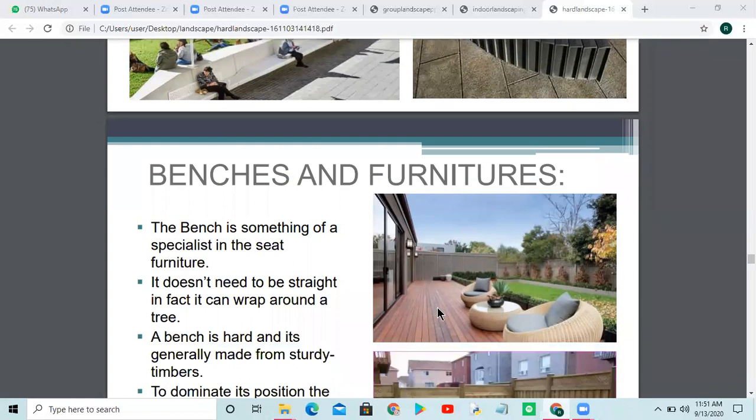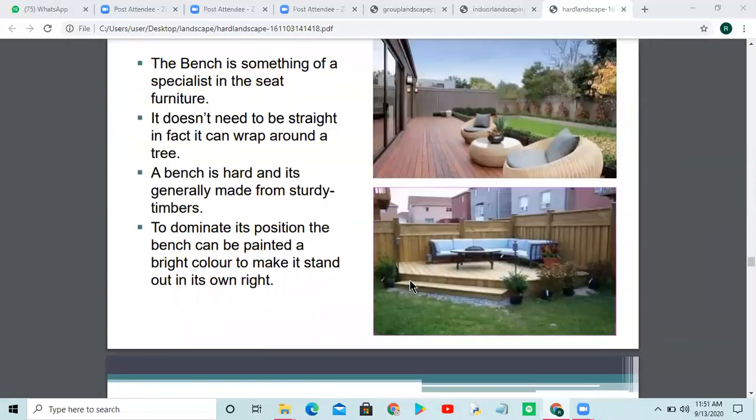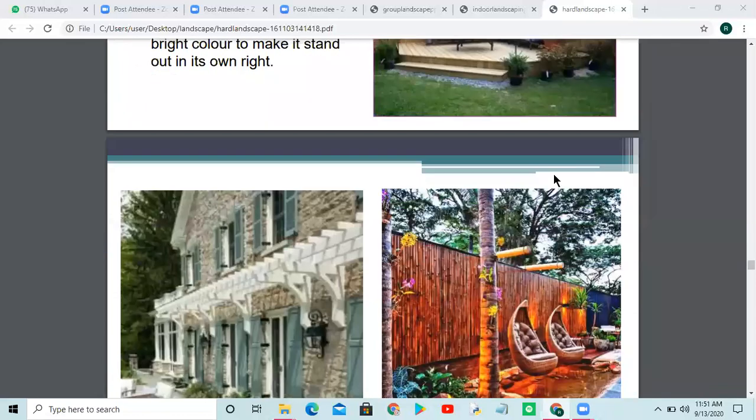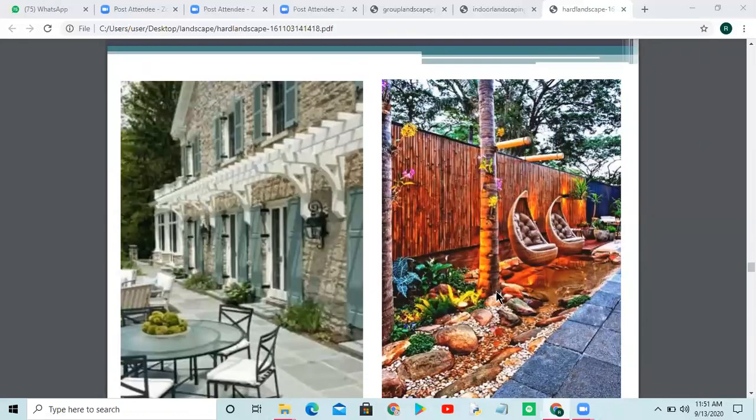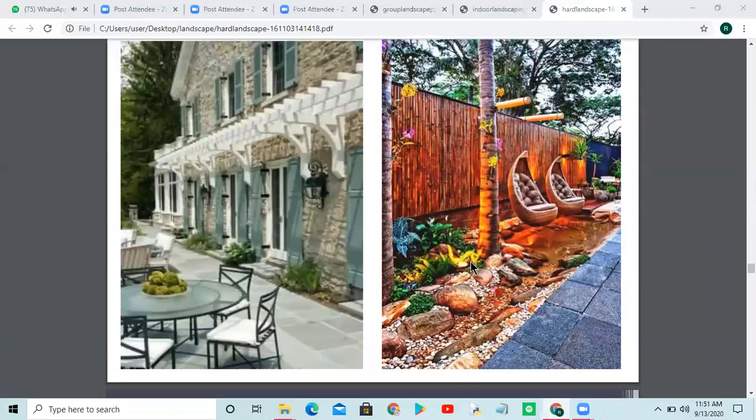The color has to be taken care of. The material has to be according to the climate. You can see a few examples like this. You can see lighting, subdued lighting, which is focusing on the tree, that is important.